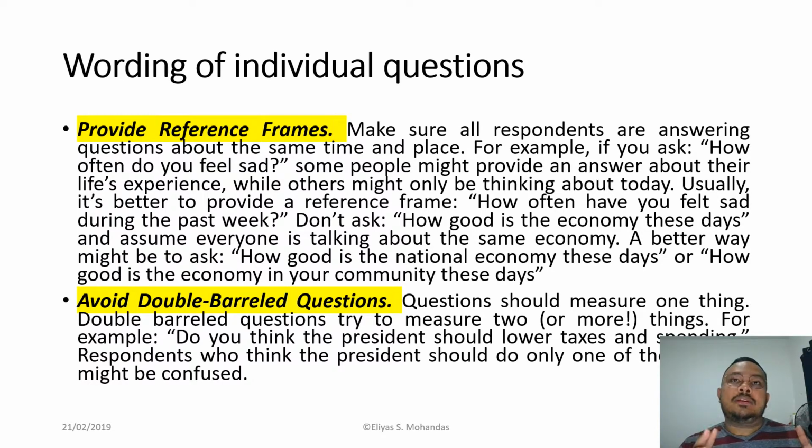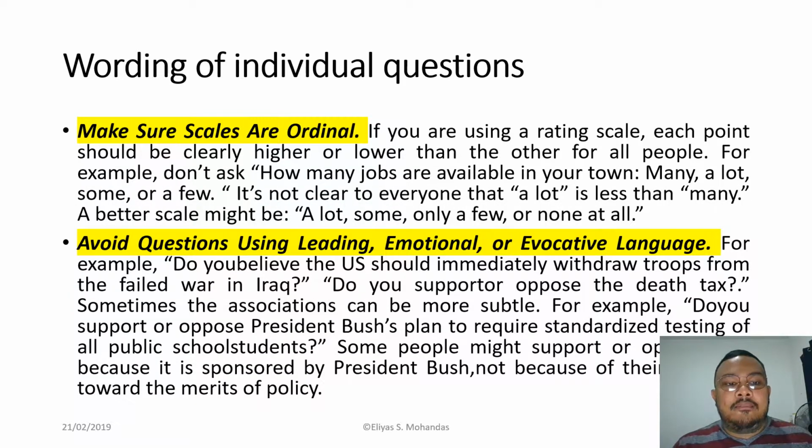So always, in order to avoid double-barreled questions, separate these two things. The first question should be, do you think the president should lower the taxes? Question mark, yes and no. Question number two, do you think the president should lower the spending? Question mark, yes and no. So you will get the answers or the responses that are very objective, that basically answer the question. Okay.